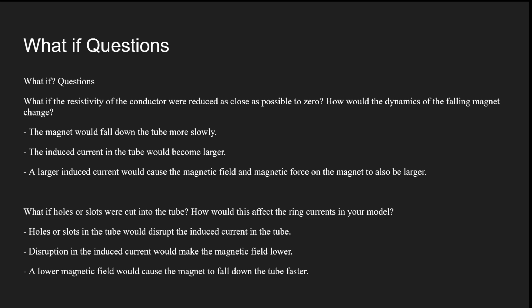What if holes or slots were cut into the tube? How would this affect the induced current in your model? Holes or slots in the tube would disrupt the induced current in the tube. Disruption in the induced current would make the magnetic field lower. A lower magnetic field would cause the magnet to fall down the tube faster.